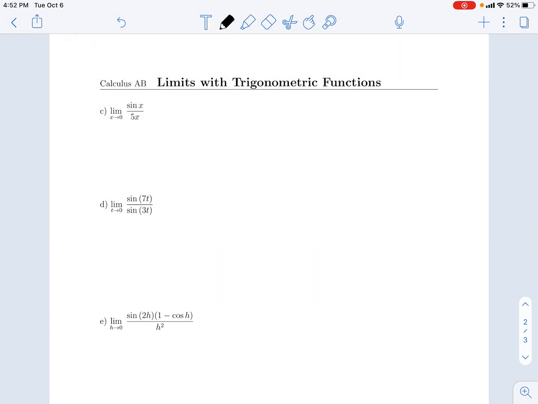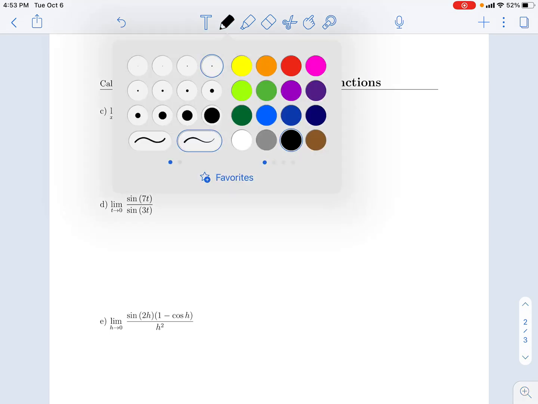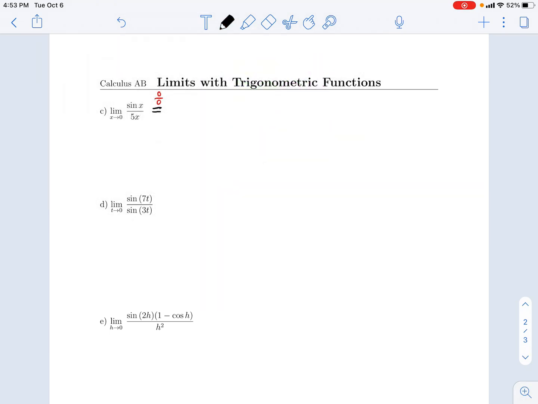But let's not forget what we need to do first. Before we proceed, we need to plug in 0 into this function. Sine of 0 is 0, and 5 times 0 is 0. So I have 0 over 0 again when I plug in, and that's indicating to me that I need to do some sort of algebraic manipulation. I need to use some trig identities or important trig limits.